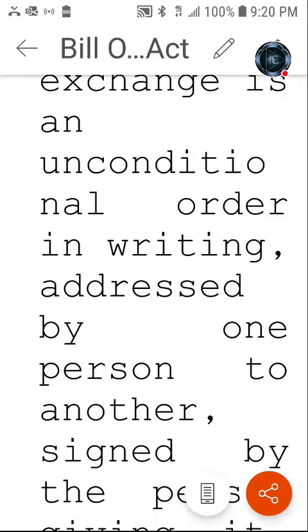Send a presentment. Send back your coupon from your foreclosure package. I mean, not your foreclosure package, your mortgage package. They sent you some documents and you didn't do anything with them. Those were your bills of exchange. They were unconditional orders to pay, and you're supposed to pay.